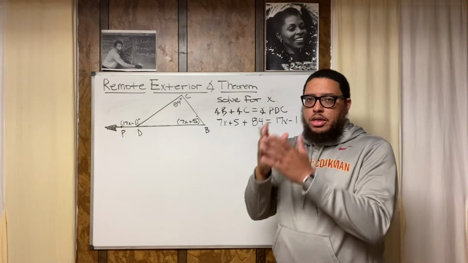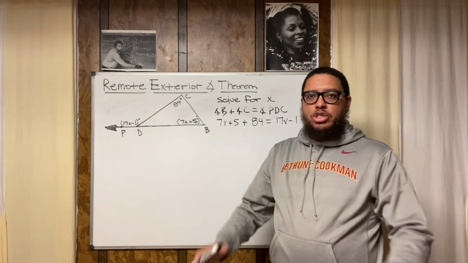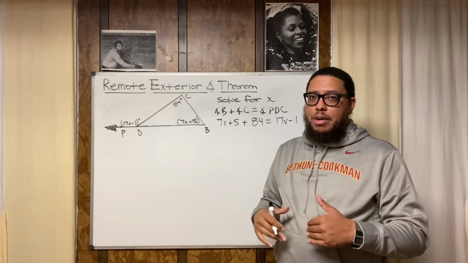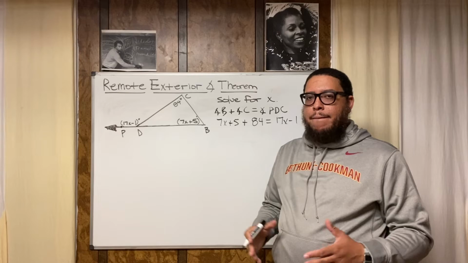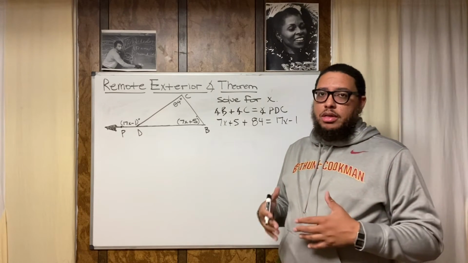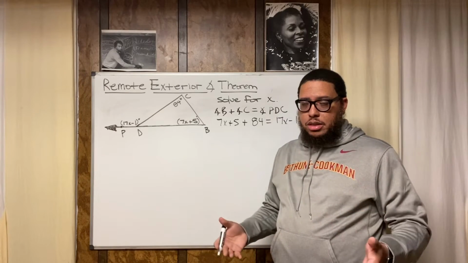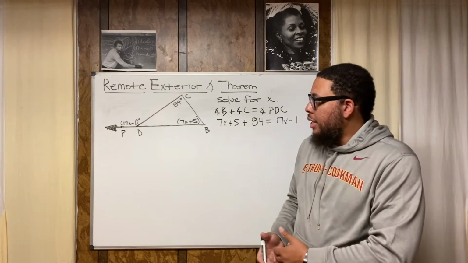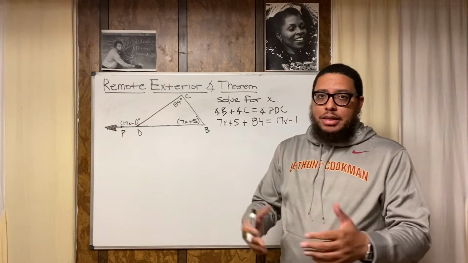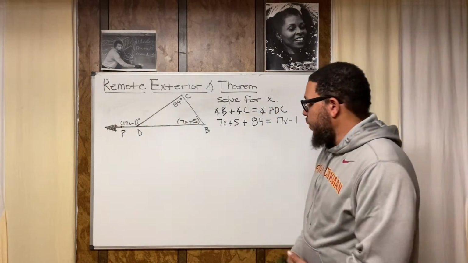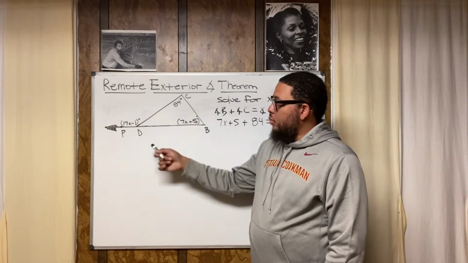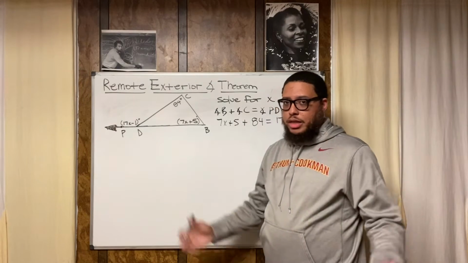In geometry, you're given a whole bunch of theorems, rules, laws, postulates, whatever we want to call them. You have to understand the postulate, and from understanding it, you're able to create an equation. Because I understand what the remote exterior angle theorem says, I can look at this triangle and this extended line and set up my equation: this angle plus this angle has got to be equal to that angle.